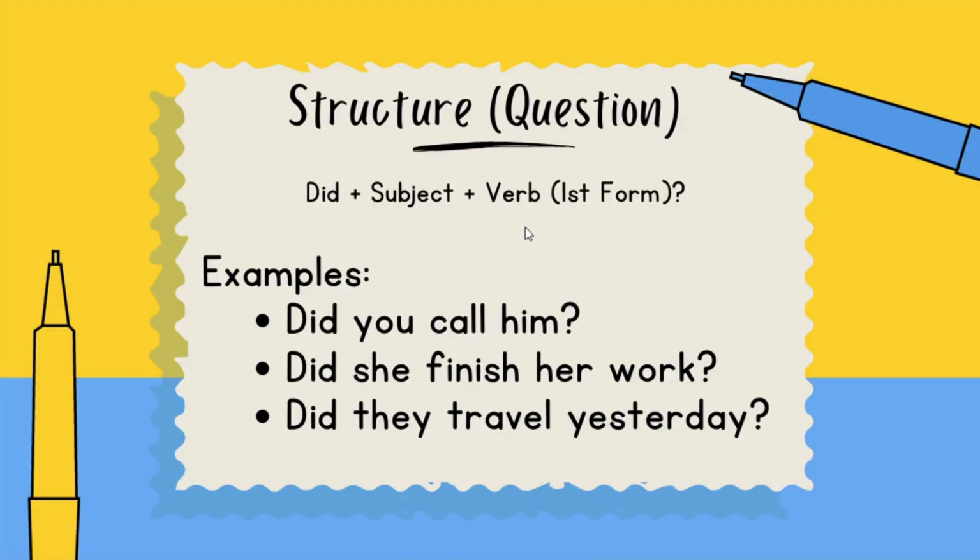So here are some examples. Did you call him? Did she finish her work? And did they travel yesterday? In these sentences, we used the auxiliary did at the beginning of the sentence, and that's why we can make a question using this structure.